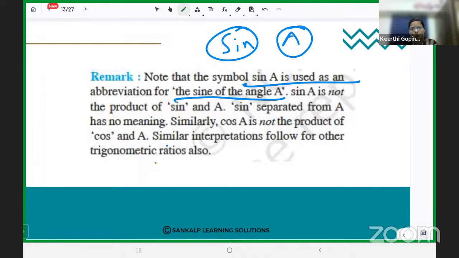Similarly, cos A is the short form of cosine of angle A. It is not the product of sine and A. Okay, that is wrong. It is not the product of sine and A. It is just an abbreviation for the sine of angle A. Okay.